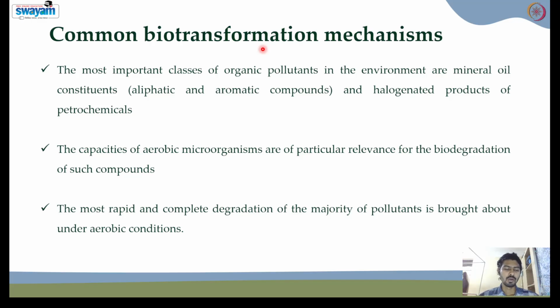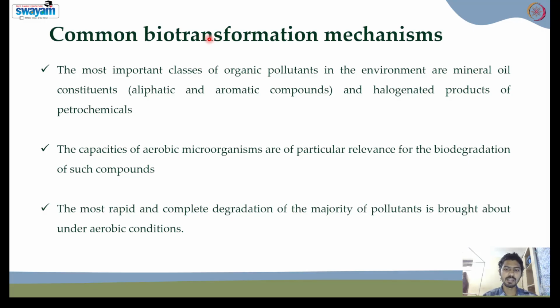So, what are the common biotransformation mechanisms? We will see. First, you have to see the important classes of organic pollutants that prevail in the environment. They are mostly mineral oil constituents, which mostly consist of aliphatic and aromatic compounds, and some halogenated products of petrochemicals. These are the important classes of organic pollutants.